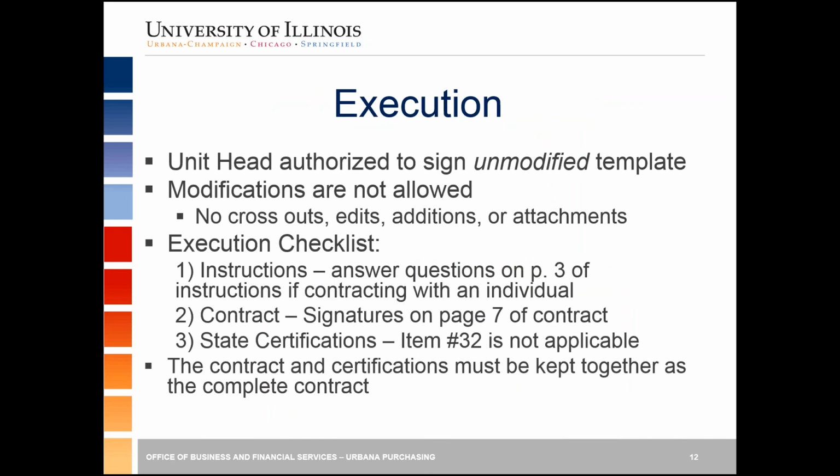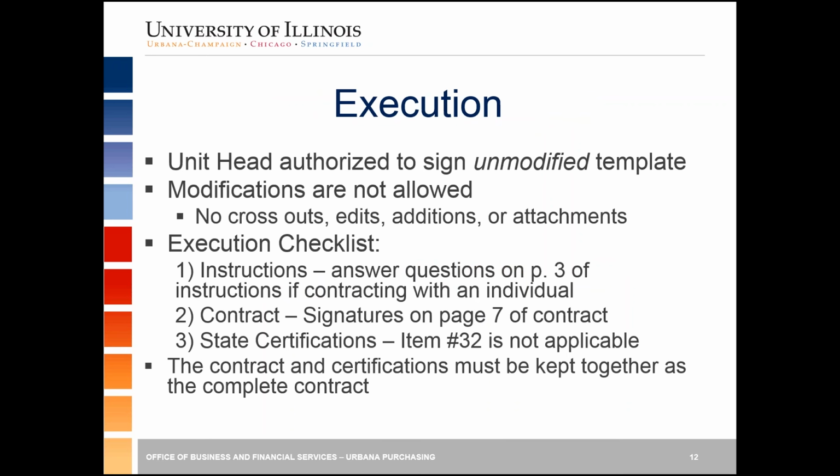Execution. As long as the CFS under 10,000 template is unmodified and the total cost remains under 10,000 for the life of the contract, the unit head is authorized to sign without the need to run the contract through purchasing. If any sort of modification is made, whether it's the vendor crossing out a word or attaching an exhibit, please contact the purchasing office on your campus for assistance.